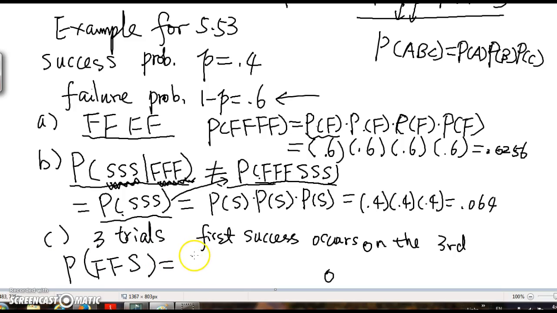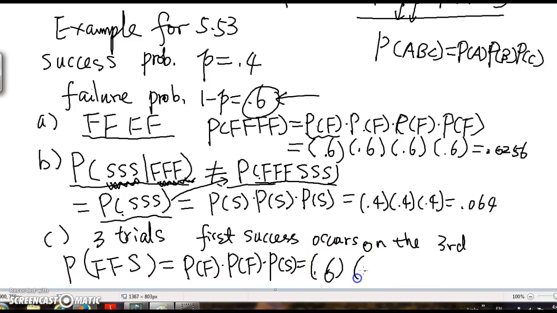So find the probability of FFS. This is going to be the probability of F times the probability of F times the probability of S. The probability of failure is 0.6, so we do 0.6 times another failure, 0.6, and the third one success, 0.4. We multiply them and we get the answer.